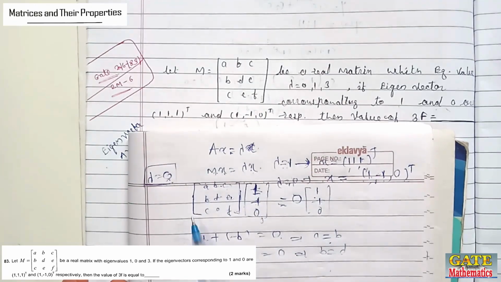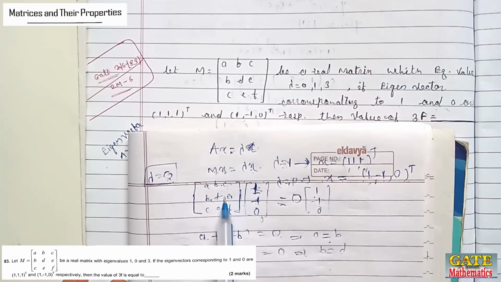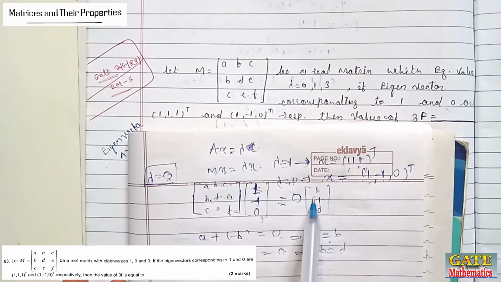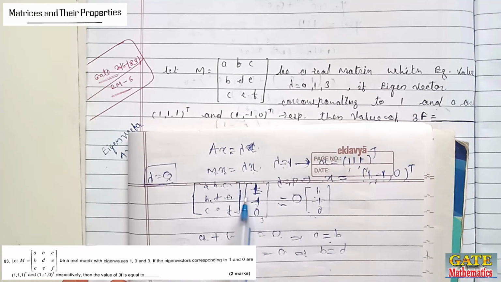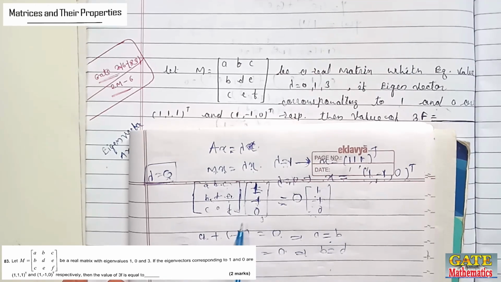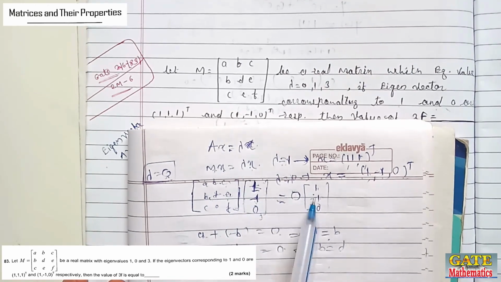So I got the second equation, B minus D, which is equal to 0. So 0 multiplied by 0, it comes completely 0. So we'll get 0, 0, 0 over here. To find the value of an element from our matrix, we compare corresponding elements. That thing we have to do here. So B minus D is equal to 0.